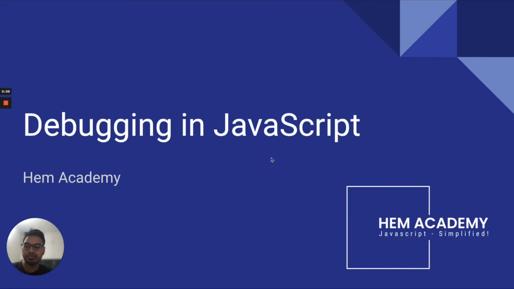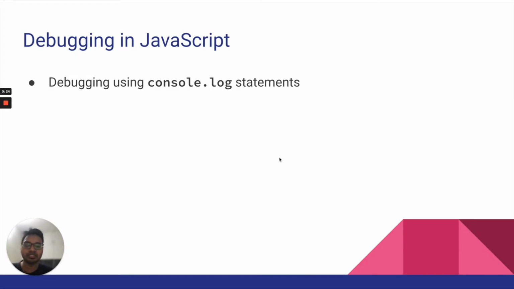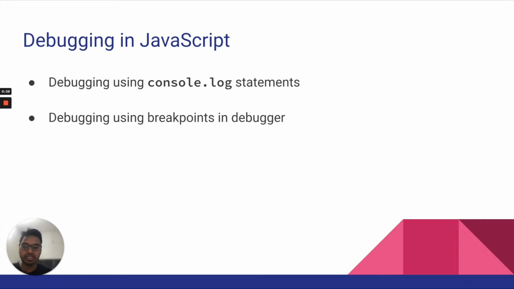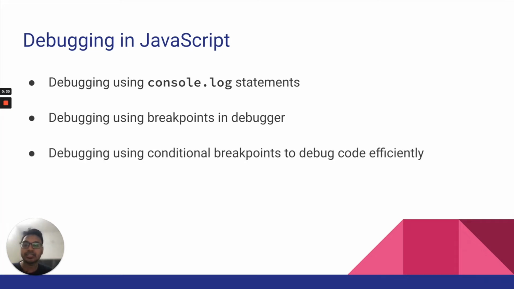We'll be using a very minimal application in this video to demonstrate how we debug the JavaScript. Debugging is required to find errors in your code. We'll discuss debugging using console.log statements, debugging using breakpoints in the debugger, and using conditional breakpoints to debug the code efficiently. We'll also discuss events bound to elements. So that's how we'll go through it.